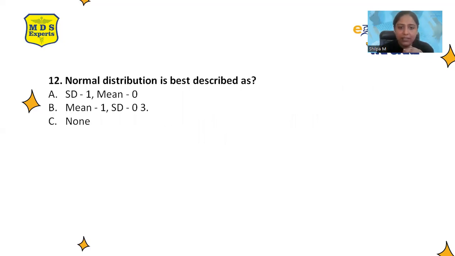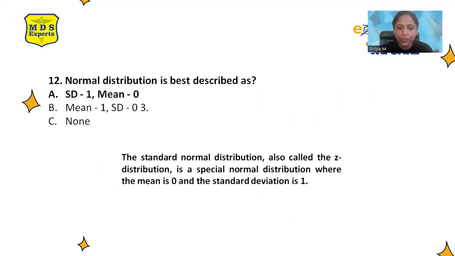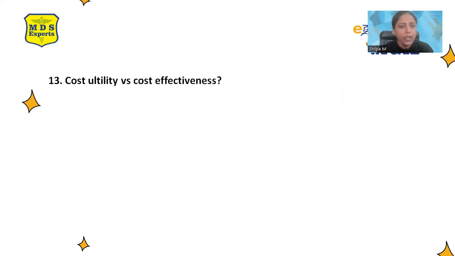Coming to a biostatistics question, normal distribution is best described as. So please don't get confused. The correct answer is A. In a standard normal distribution, also called a Z distribution, you have the mean as 0 and standard deviation as 1. So the choice is A. Correct choice is A.